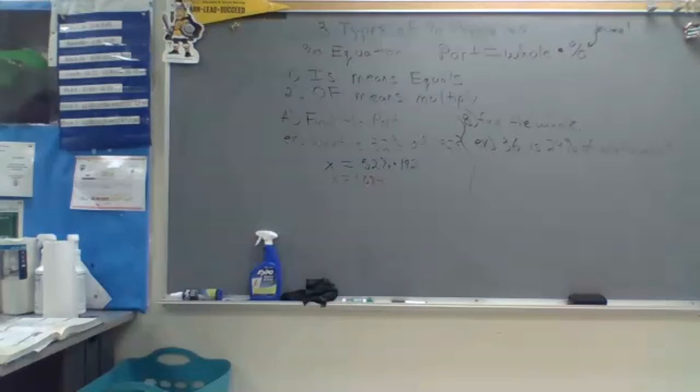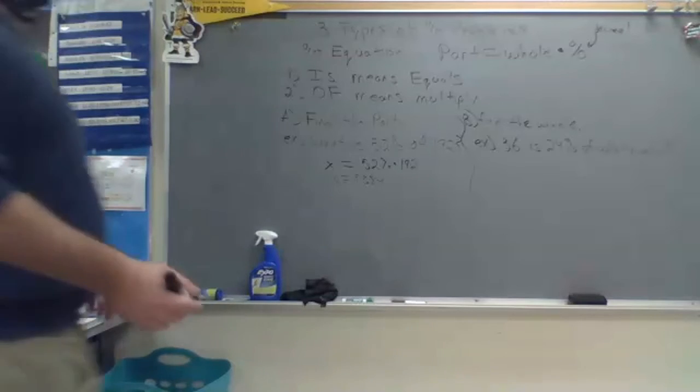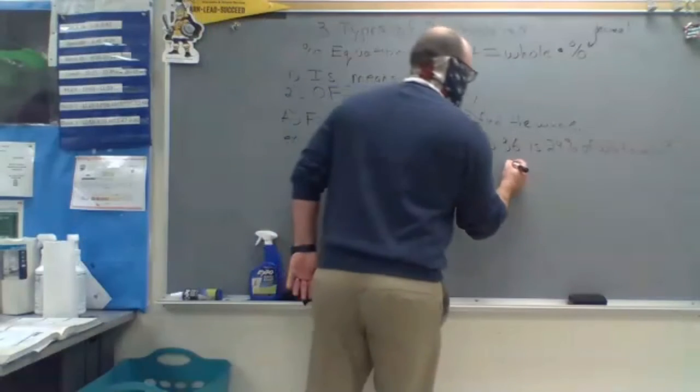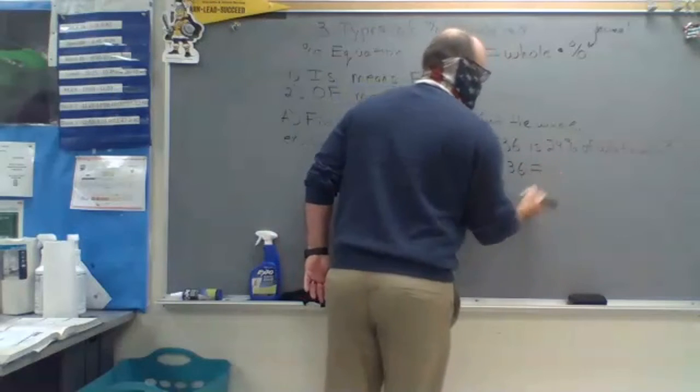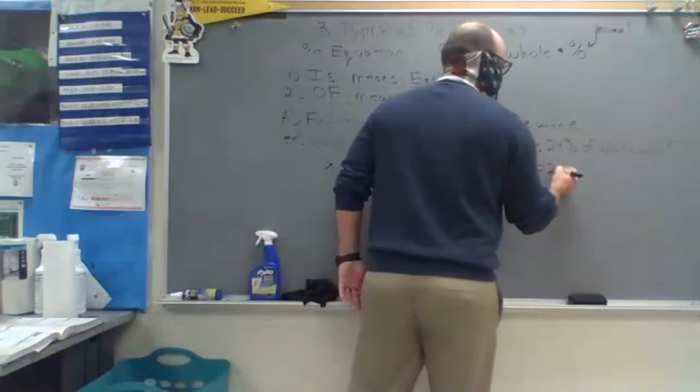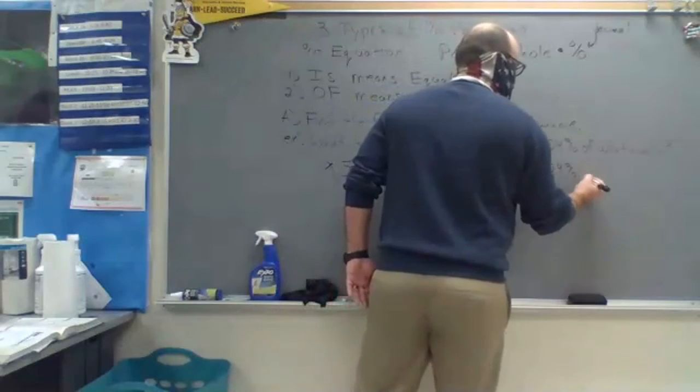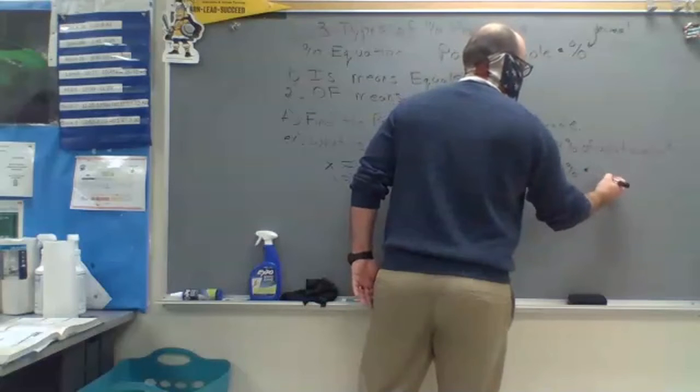Well, you notice how, once again, the part equals the whole times the percent. So 36 is our part. It's part of the whole. So we can make this into an equation: 36 equals 24% times x.